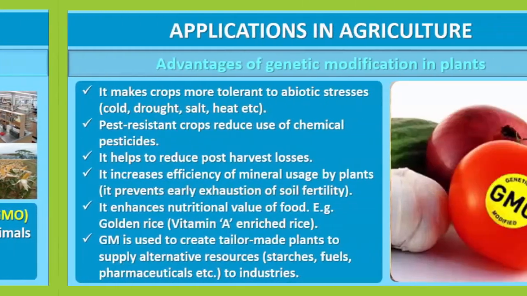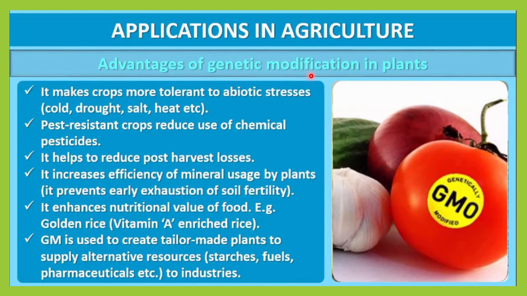Now let me discuss some advantages of genetically modified organisms, especially genetic modification in plants, also called GMO. Let me discuss the benefits of a GMO. First, it makes crops more tolerant to abiotic stresses. What are abiotic stresses? Cold, drought, salt concentration, and heat. These are all abiotic stresses, and GMOs in the field are more tolerant to such conditions. The second is pest resistant crops.